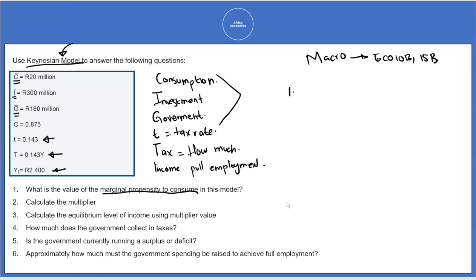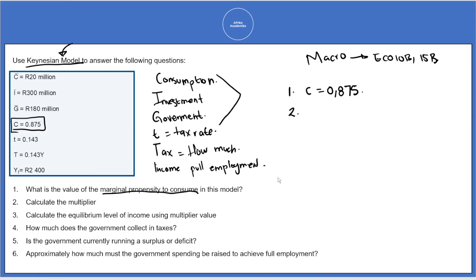What is MPC, or marginal propensity to consume, right? So the MPC is your C, which is this one over here. We have this C. So just like that, when you see a C, just know that that's your marginal propensity to consume. You don't have to calculate this one. 0.875. That is our marginal propensity to consume.